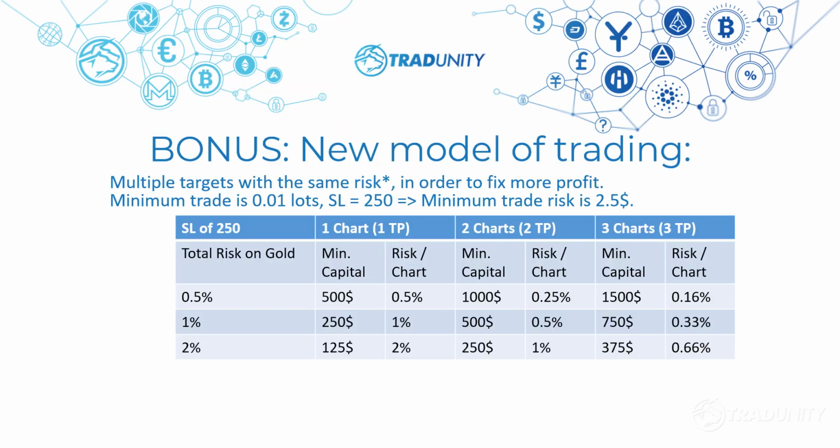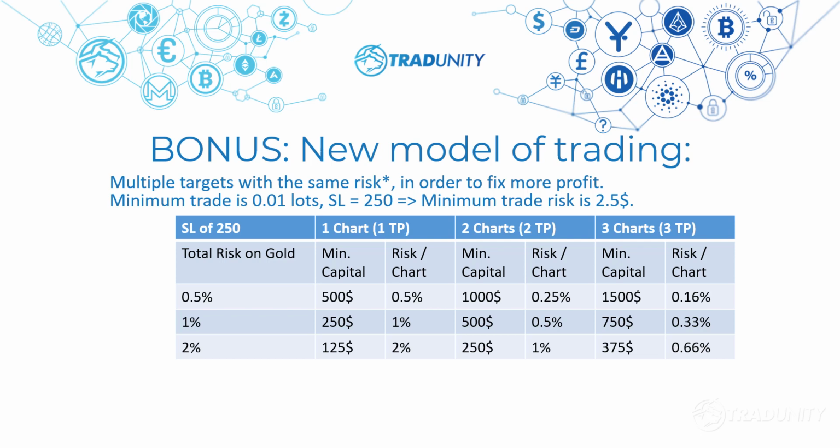And to make it even easier for you, I will explain that you always have a minimum trade of 0.01 lots. And when you have a stop loss of 250 pips, then your minimum trade risk is $2.5. So, in case you want to use multiple charts, I will explain what kind of capital you have to have as a minimum in order to be able to set these trades at 0.01 lots. So if you want to risk no more than 0.5% of your capital in total, then if you have only one chart, you will need to have a capital of $500 and your risk on that chart will be 0.5%.